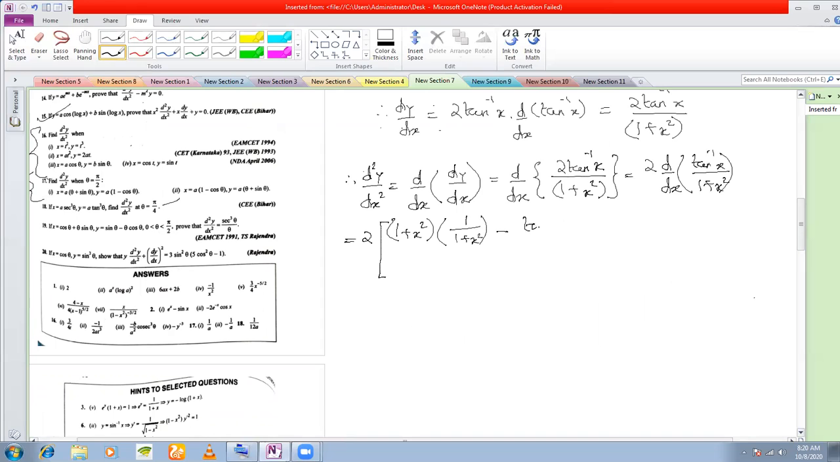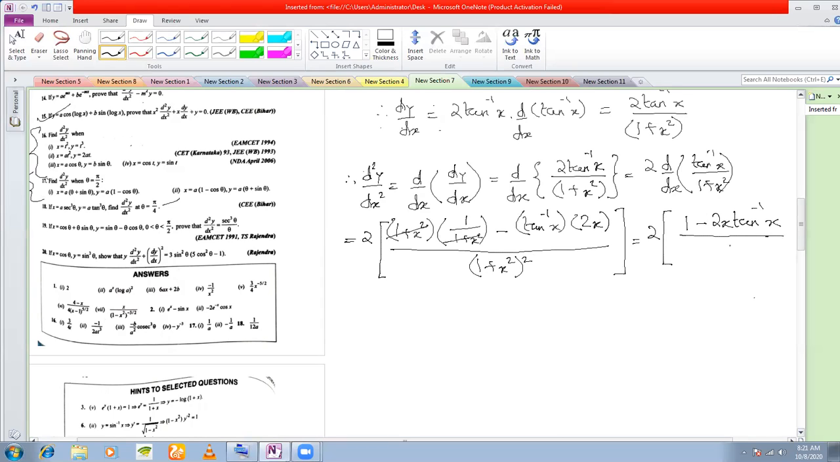minus tan inverse x into ddx 1 plus x square. What is ddx 1 plus x square? Sir, 2x. 2x divided by 1 plus x square whole square. Okay. So here 1 plus x square cancels. Yes, sir. You are simply left with twice 1 minus 2x tan inverse x divided by 1 plus x square whole square. Okay. Yes, sir.